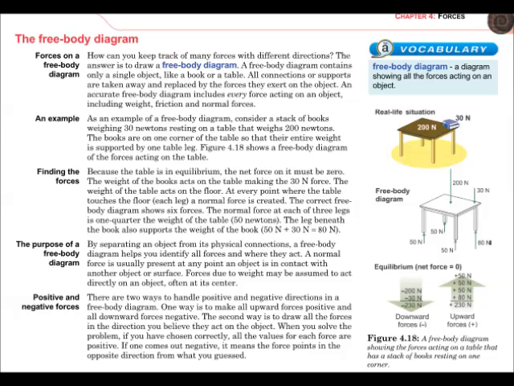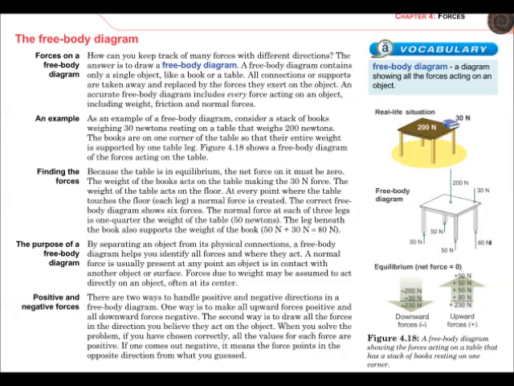By separating an object from its physical connections, a free body diagram helps you identify all forces and where they act. A normal force is usually present at any point an object is in contact with another object or surface. Forces due to weight may be assumed to act directly on an object, often at its center.